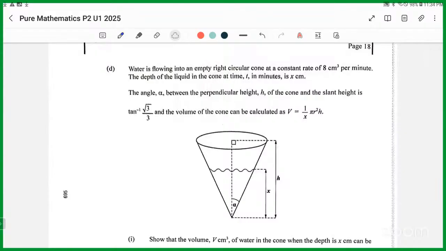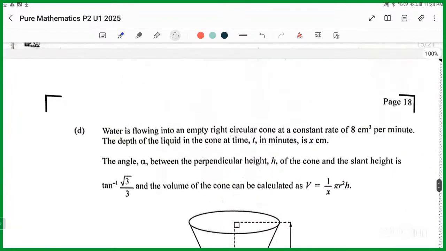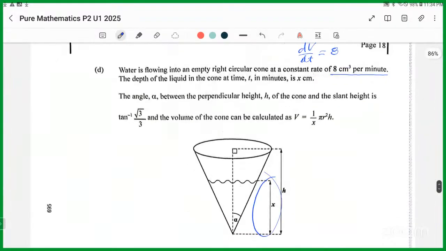So water is pouring into an empty right circular cone at a constant rate of 8 cm cubed per minute. It's dV, it's a rate of change, a constant rate of change. This expression dV by dt is 8 cm cubed per minute. Time is in minutes. So the depth of liquid in the cone at time t in minutes is x centimeters.